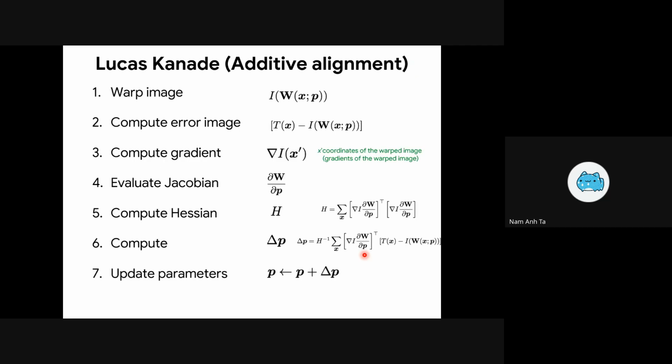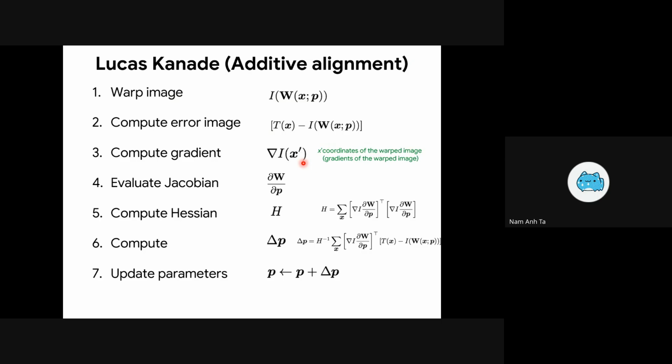And then we will summarize all of these algorithms, the Lucas-Kanade algorithm in 7 steps right here. The first one is to warp the image. We apply the current parameter p to warp the input image, and then we compute the error image by subtracting the warped image up here from the template image T(x). And then we compute the gradient.